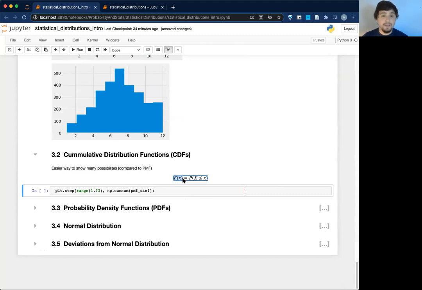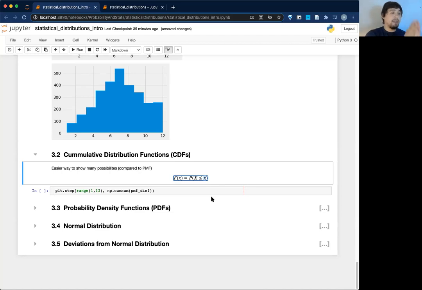The function F of x, capital F of x, is the CDF itself. Basically, it's saying the probability, or you can imagine the counts, that X occurs for less than or equal to lowercase x. So what that means is that we're counting the value at 10 as all the counts where 10 happens, 9 happens, 8, 7, 6, 5, 4, 3, 2, 1. So it's counting everything cumulatively, okay?